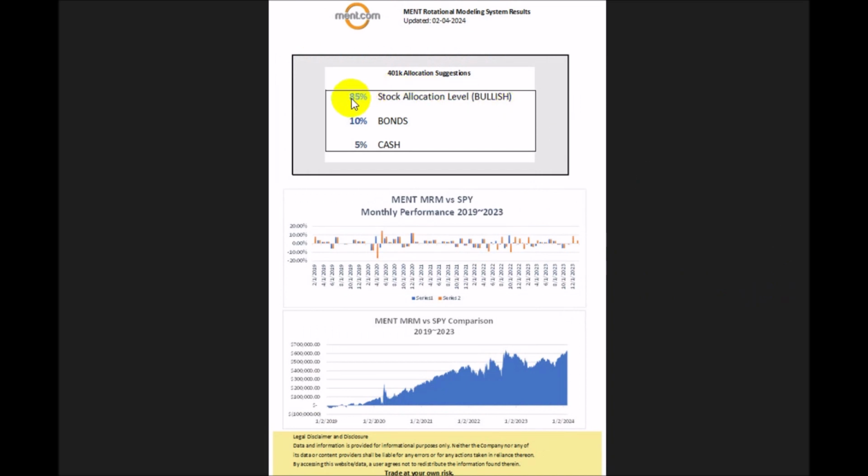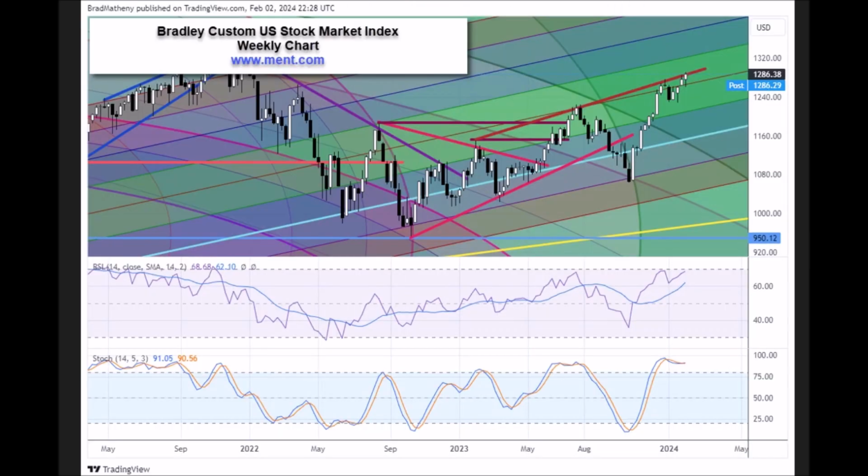Okay, stock allocation for 401k is still 85%. Bonds are 10%. Cash is 5%. We're climbing up again on the comparison between the MENT rotational modeling system and the SPY, nearing new all-time highs. This is a difference between the performance of the SPY and the MENT rotational modeling system.